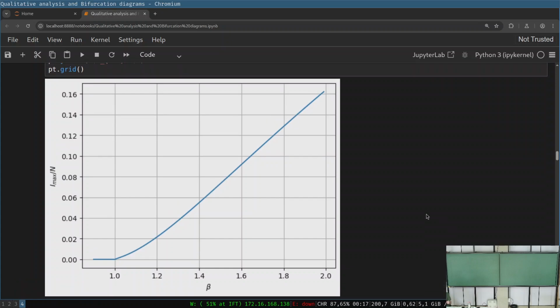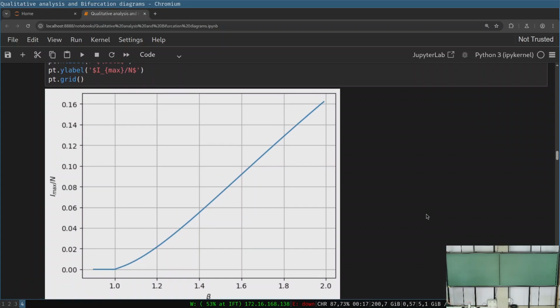And this plot has a very different shape from the previous one, right? So you see that as I increase beta, the peak of the prevalence can go up to 15%, 16% of the population with beta equals 2, right? So imagine if this were, I don't know, a severe disease, 16% of the population infectious at a single time, right? So this is catastrophic, right? Okay? You see the difference?